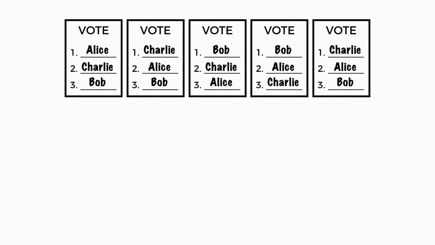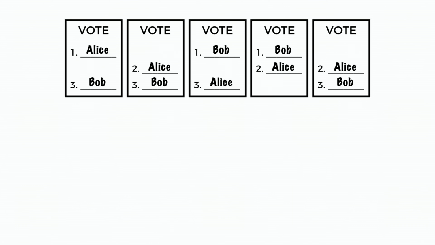Here are 5 ballots in an election between Alice, Bob, and Charlie. And let's just look at one pair of candidates. Let's just look at Alice and Bob, ignoring Charlie from the election altogether. If we look at these 5 voters, we'll notice that 3 of the voters think Alice is better than Bob and prefer Alice over Bob. And 2 of the voters think Bob is better than Alice. So if this were just an election between Alice and Bob, Alice would beat Bob.